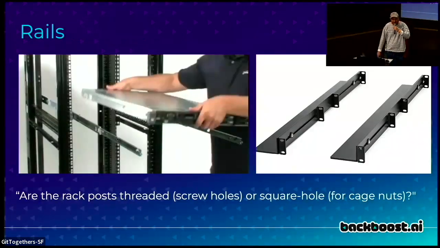Okay, the rails. Just ask the colo provider whether the rack posts are threaded or square hole. Just ask. Once you do that, you can figure it out. It's not that hard, but just an annoyance.